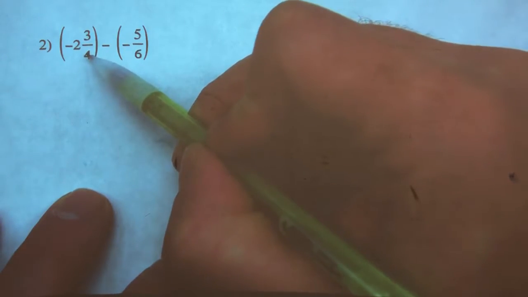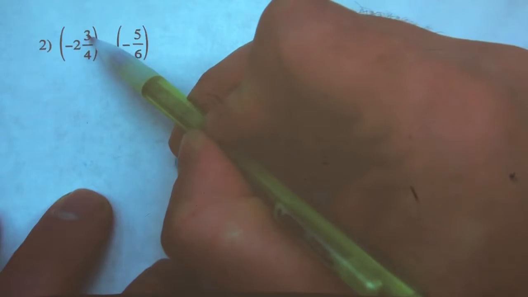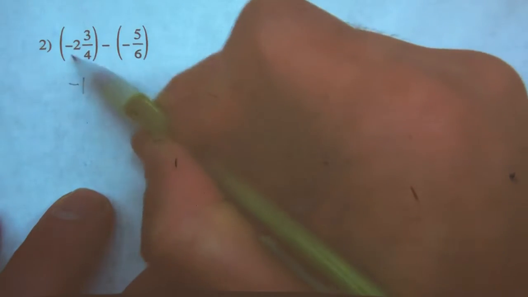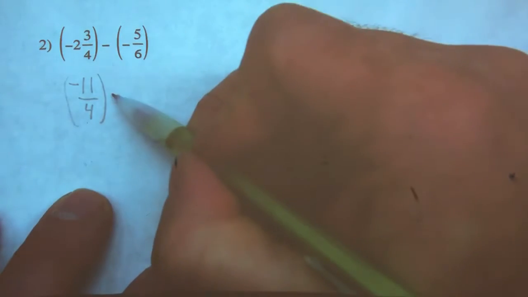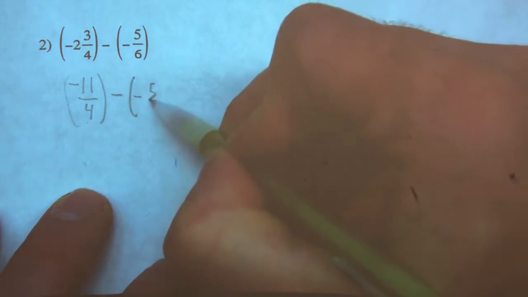So 4 times 2 is 8, plus 3 is 11. So this is negative, don't lose that negative, -11/4. And then we have minus a negative 5/6.